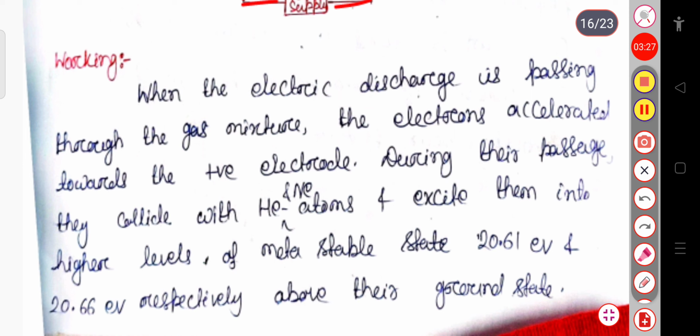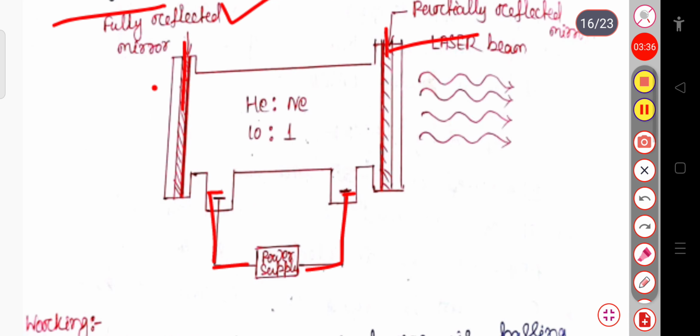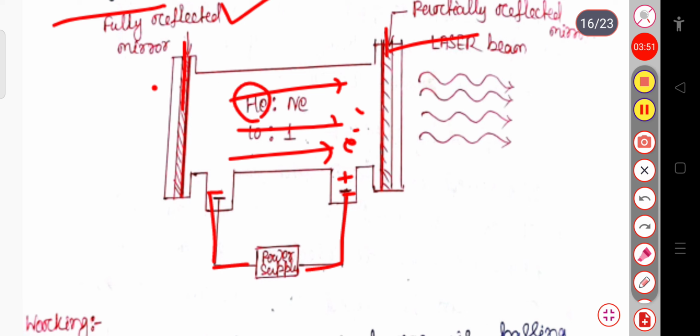When the electric discharge passes through the gas mixture, the electrons are accelerated towards the positive electrode. Since the electron carries a negative charge, suppose this is your positive electrode, the electrons will get accumulated at this point. During this passage, the electrons collide with the helium atoms as well as the neon atoms and excite them into higher levels. But here you should note that the ratio of helium and neon is 10:1, so the maximum number of helium atoms are available here.